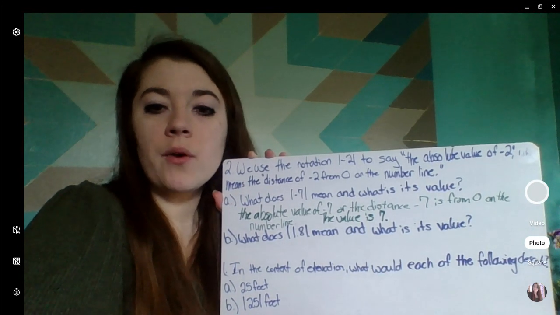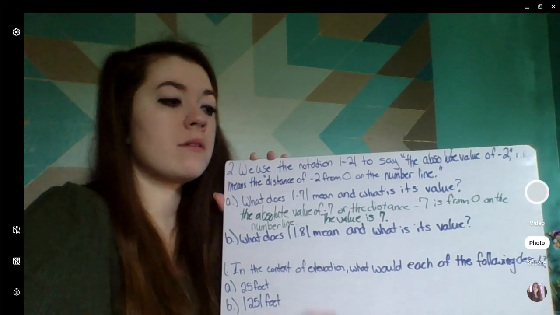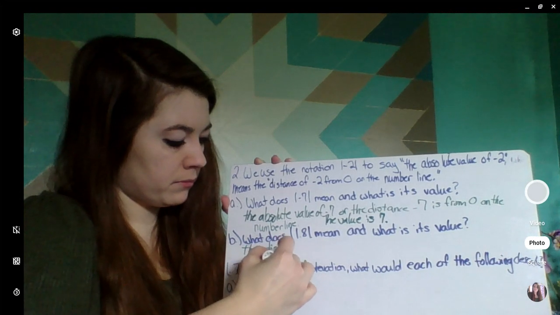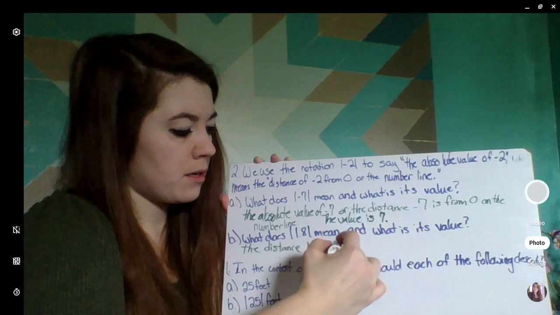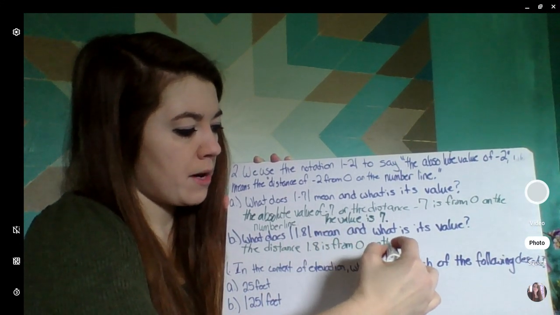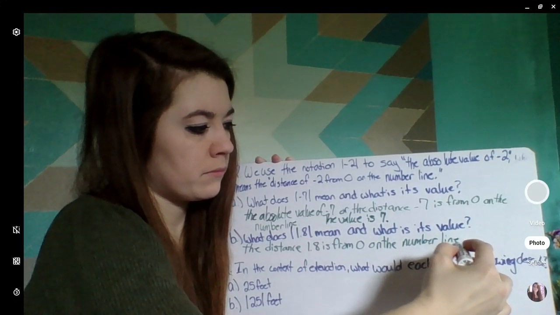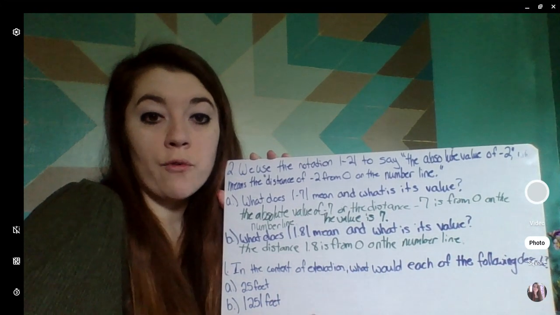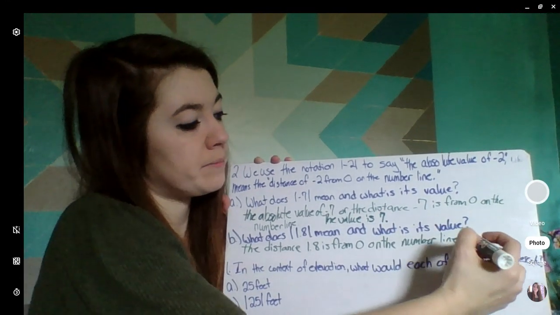All right, so what about on B? What does the absolute value of 1.8 mean, and what is its value? Well, it means the distance 1.8 is from 0 on the number line. And then once again, it wants to know what its value is. So what is the absolute value of 1.8? Well, how far is 1.8 from 0? It's 1.8.